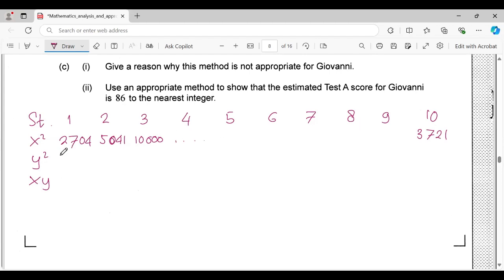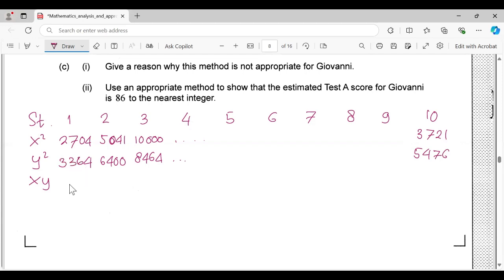So you can complete this. How about Y squared? Y squared: 58 times 58, 3,364. 80 times 80, 6,400. 92 times 92, 8,464. So on, you can calculate until the 10th, 5,476. That is Y squared.